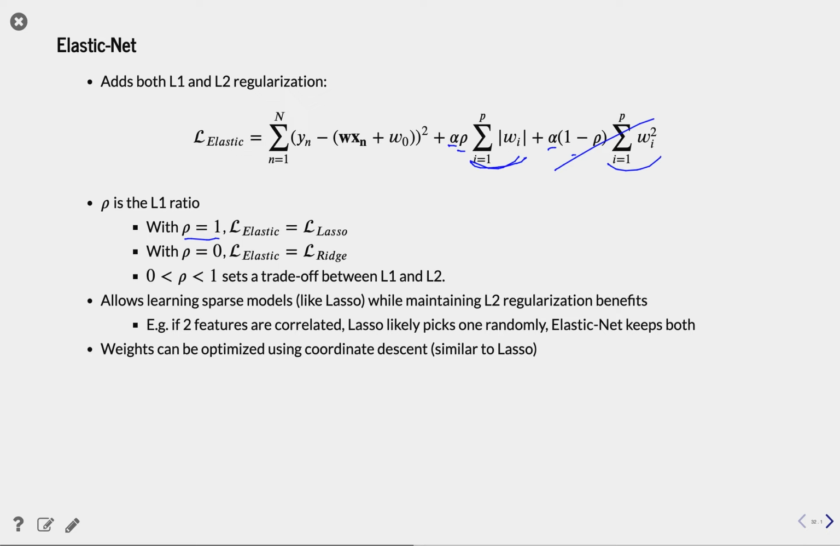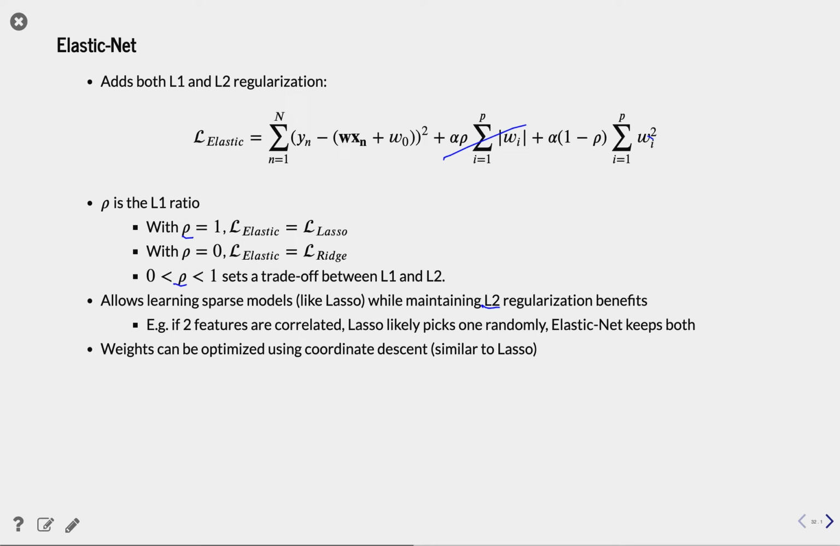If rho is 0, then this will be removed, and this will be 1, and we end up exactly with Ridge. Right? So elastic-net allows us to set a threshold which trades off between L1 and L2. What this buys you is that you can still learn sparse models by setting the rho large enough, while still maintaining some of the regularization benefits of L2.